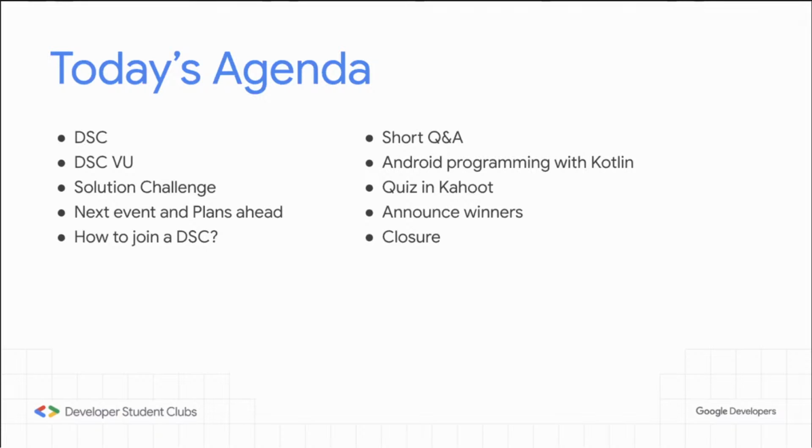And then we will have our next session, which is the main session for today, Android programming with Kotlin, which will be followed by a Q&A session. Then we will have a short quiz session in the Kahoot app, or you can use it via the website as well. And then we'll announce the winner and finally close the session for today.